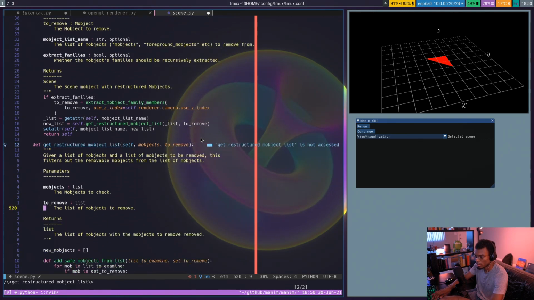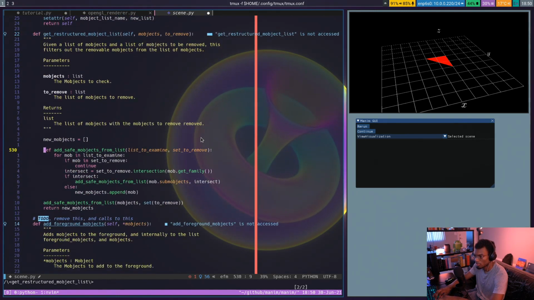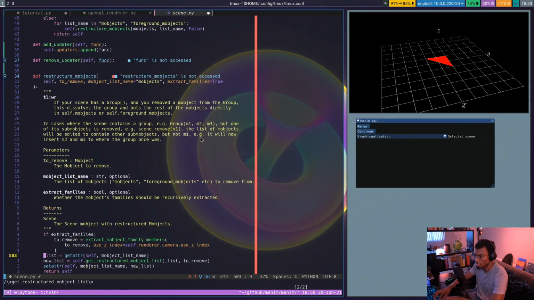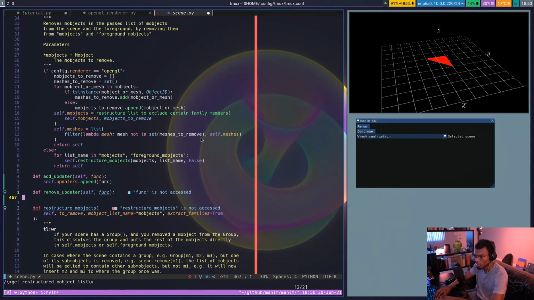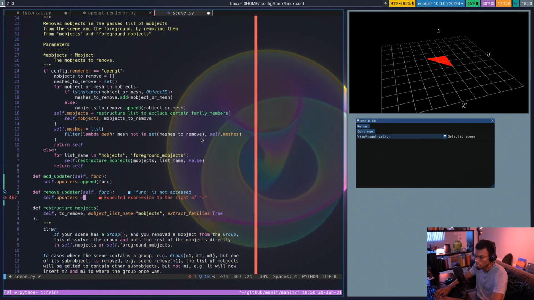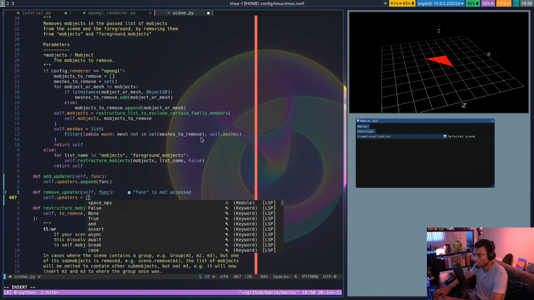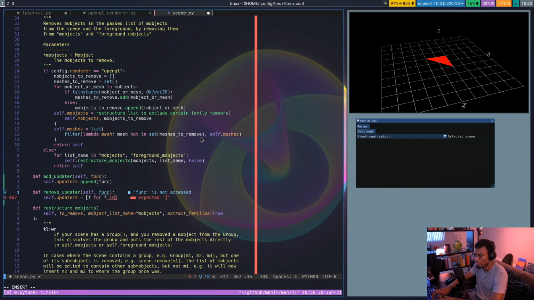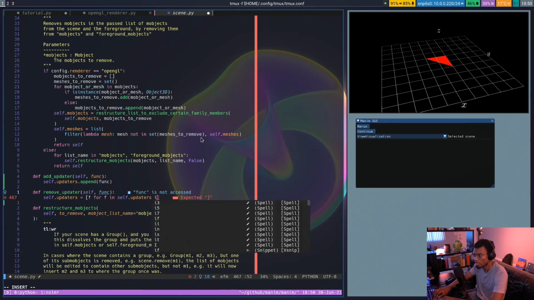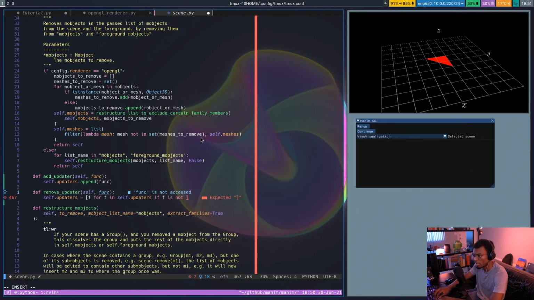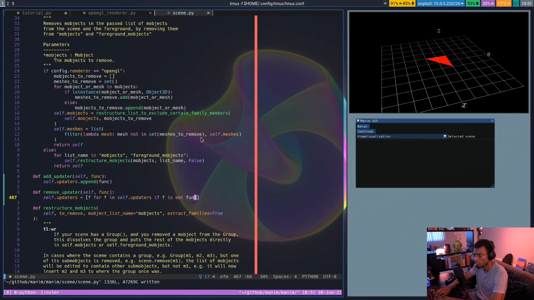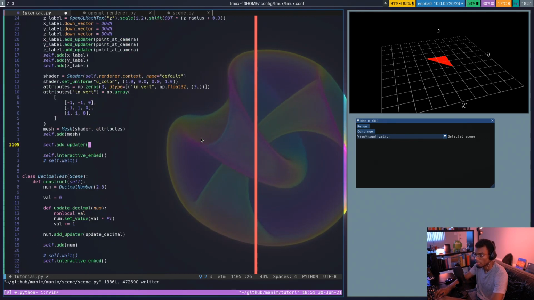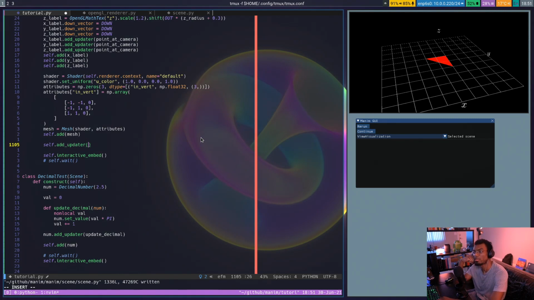Restructured mobject list. I think this should basically be a list comprehension. Self.updaters equals the list of f for f in self.updaters if f is not func. I think that should work. Then hopefully I can add an updater, and it'd be kind of nice. Oh, but this is another thing.